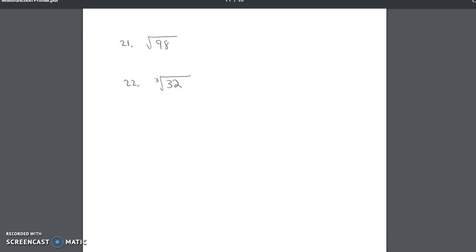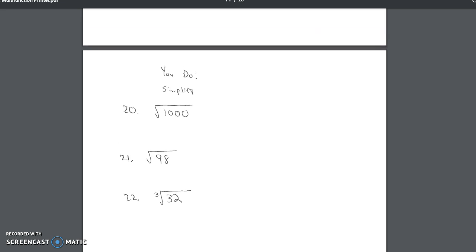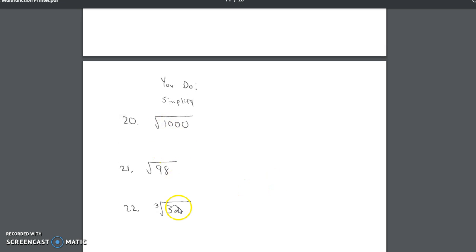Now, oops, too fast. My bad. Let me go back up. So now I'm going to leave it for you to do these 3. So hit pause and write these 3 problems down right here. And that may do it for that section.